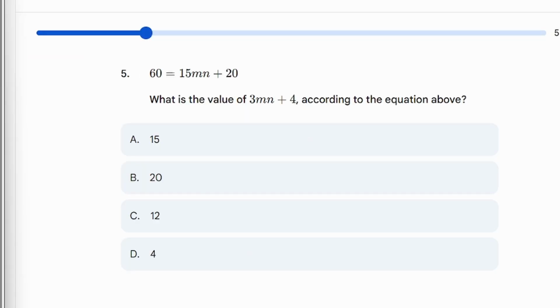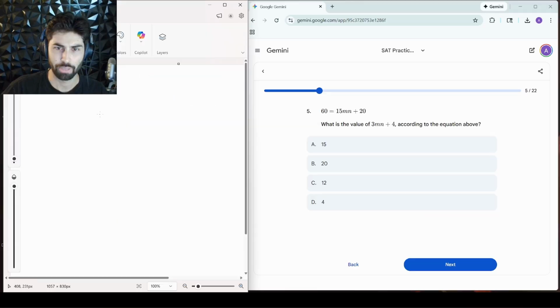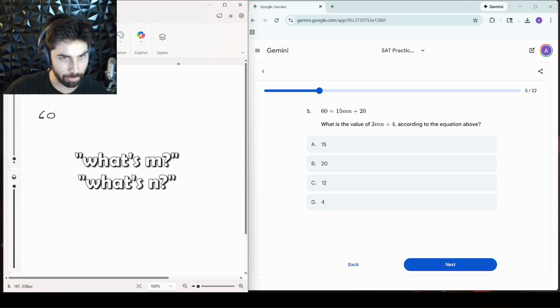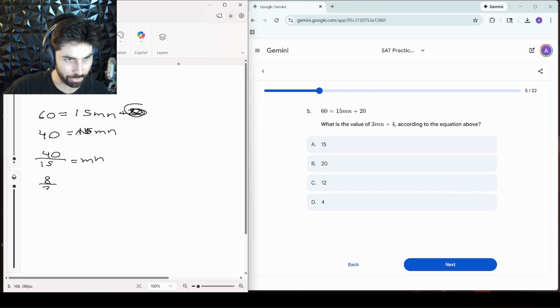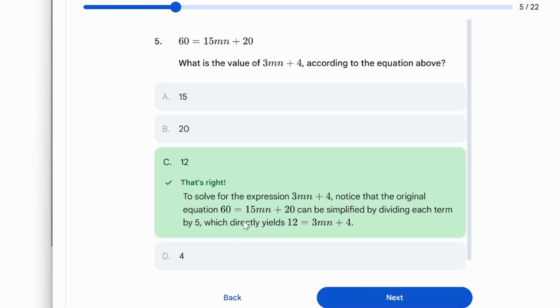60 equals 15mn plus 20, which is the value of 3mn plus 4. So basically, we have to find out how much a single mn is worth. Some people might get confused by this because they're like, oh, well, what's mn? It doesn't matter. That's what a lot of these problems probably come down to. It's like, what is important and what's not? If you want, this is 8 over 3, and that's what mn is equal to. So 3 mn's, and then also plus 4, because that's what they put in the problem. So it's going to be 8 plus 4 equals 12, and we've done it.